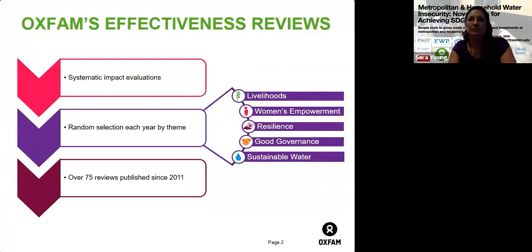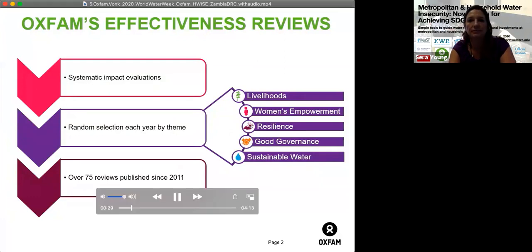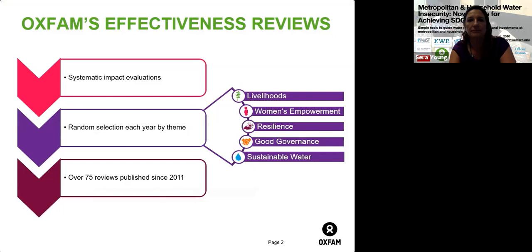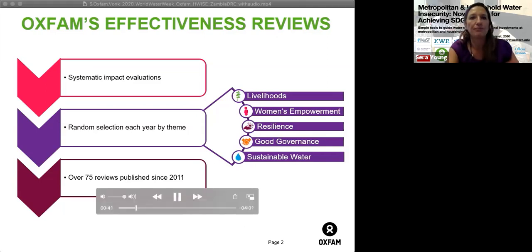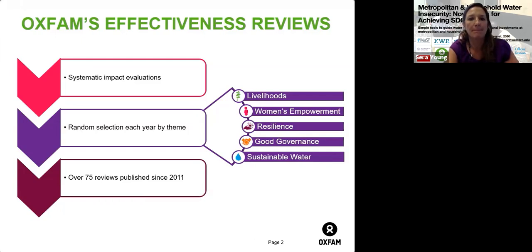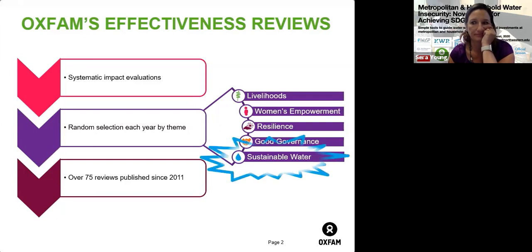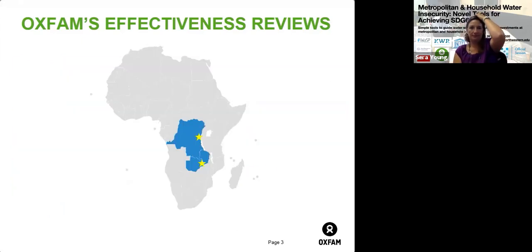First, to give a bit of background on how this analysis came about, Oxfam has what we call effectiveness reviews, which are systematic impact evaluations, and we do these as a random selection across all of our projects each year by theme. There are 5 themes you can see on the right-hand side of the slide, and today we'll focus on a couple of effectiveness reviews that were carried out under the sustainable water theme. And to date, we have published over 75 reviews since 2011.